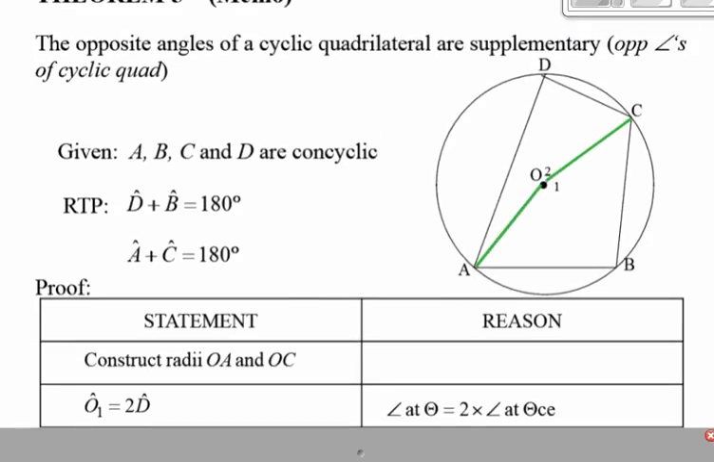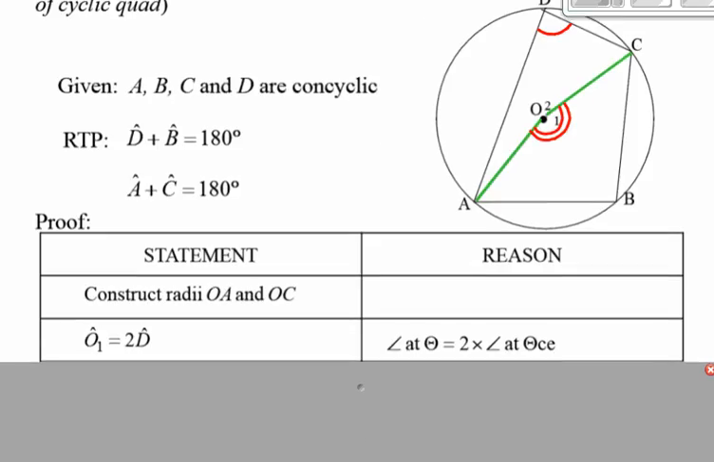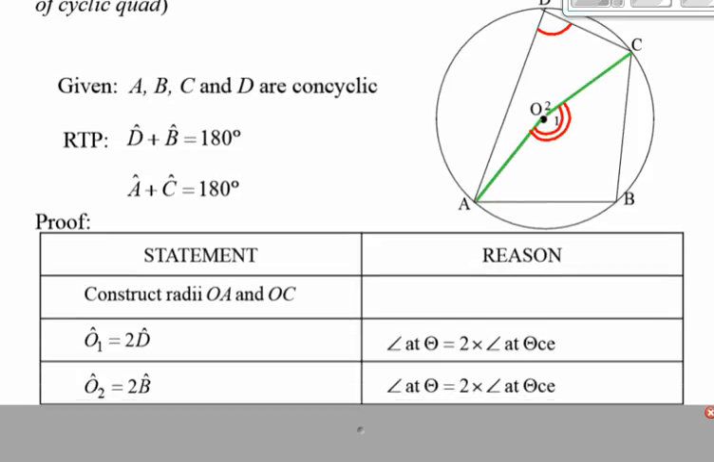Now, from one of our other proofs, we know that angle O1, so let's mark that off, is double. It's 2 times angle D, because angle at center equals 2 times angle at the circumference. In a similar light, we also know that O2, let me do that one in blue, is in fact double angle B for the same reason. Just remember that you must write that reason out again. Don't just do little ditto marks. You won't get your marks for that reason.